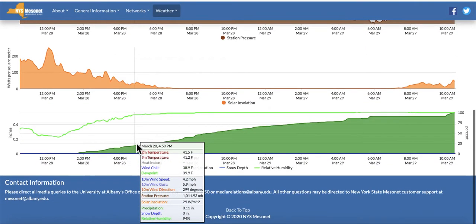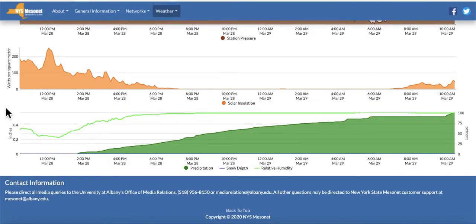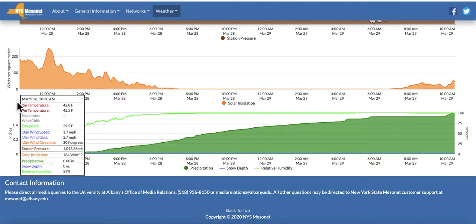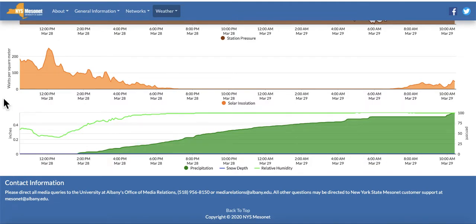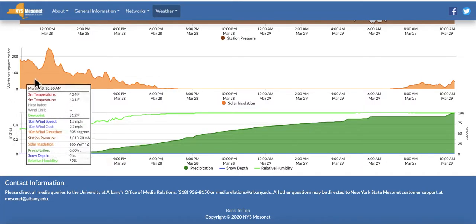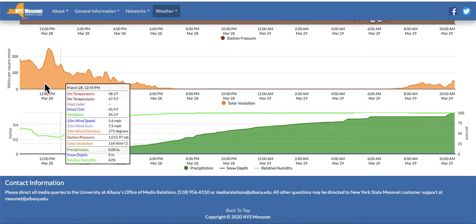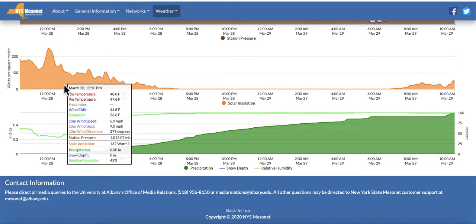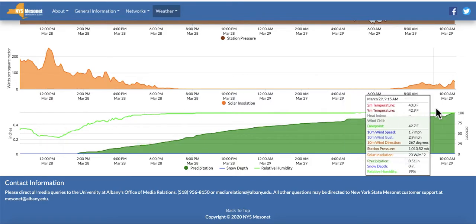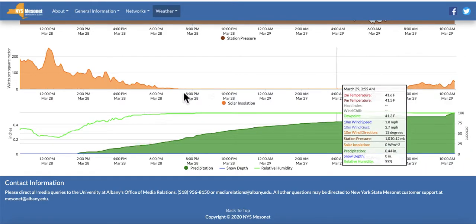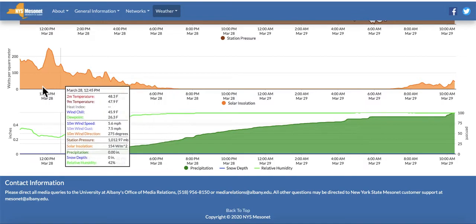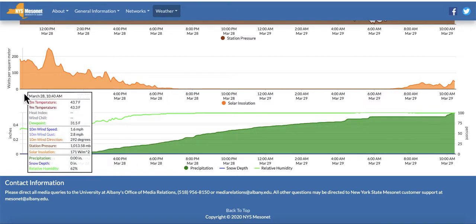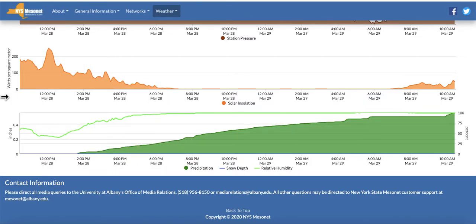This orange one shows our solar insolation, our incoming solar radiation, or basically a measure of sunlight. Now, this is going to be affected by two things. One, cloud cover. You see at noon yesterday, there was not as much cloud cover as we're seeing today at noon, because it hadn't really started raining that much yet. So the clouds weren't as thick, so more sunlight was getting through.